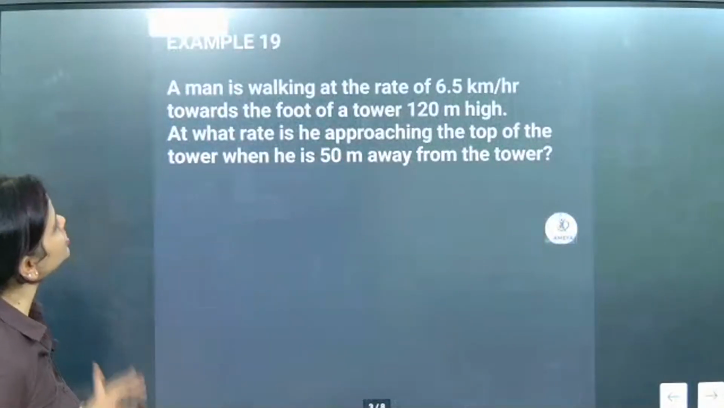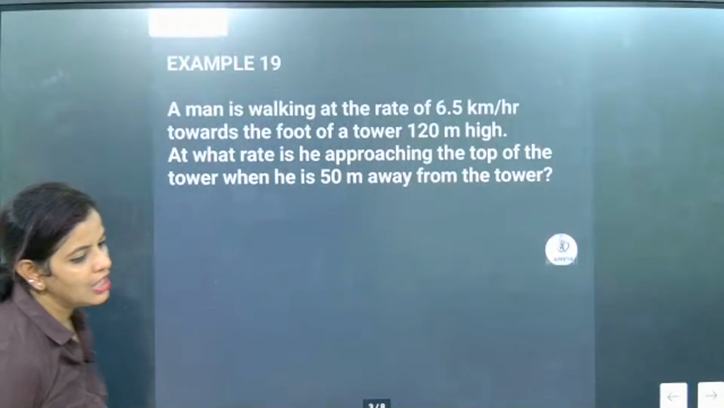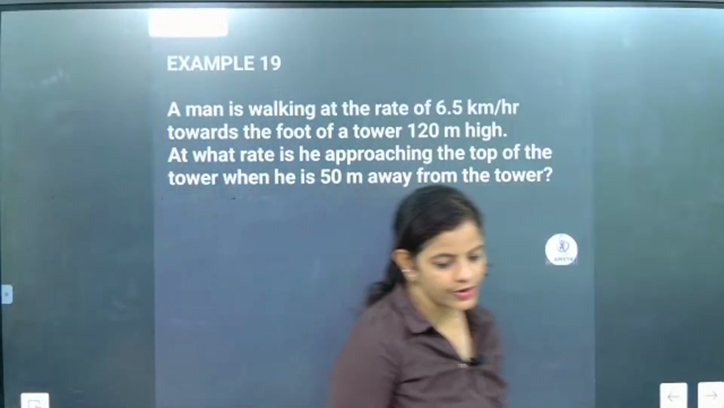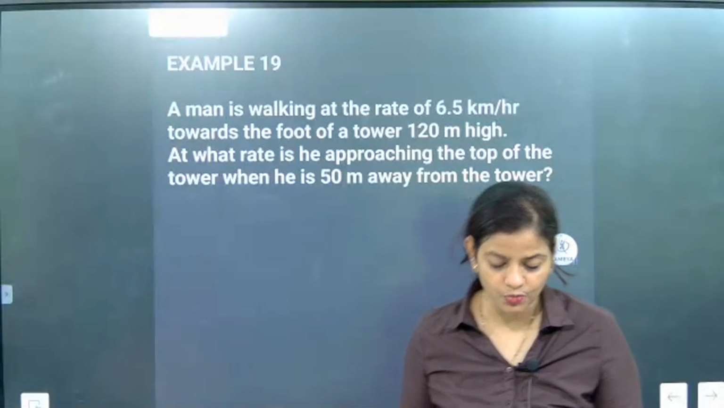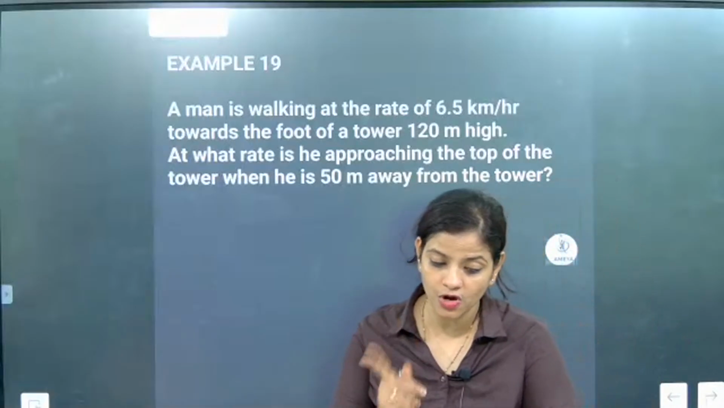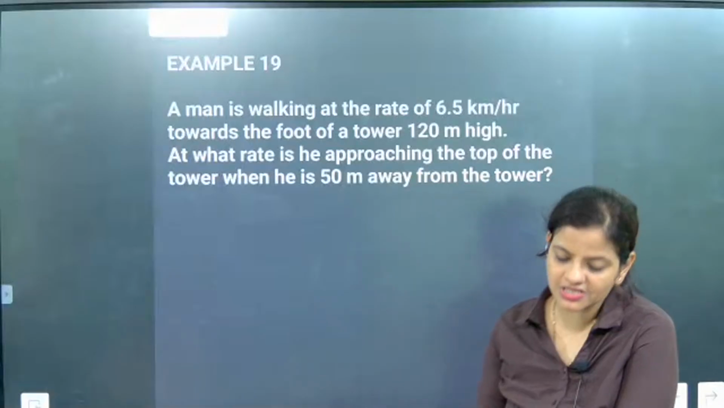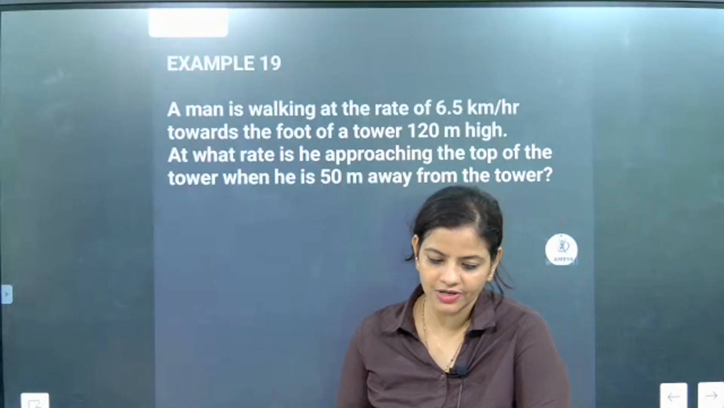Now beta, this question is not a simple question. This is an NCERT exemplar question, and it is one of the most important questions in terms of concept. Don't miss this type of question. That's what I am telling you.